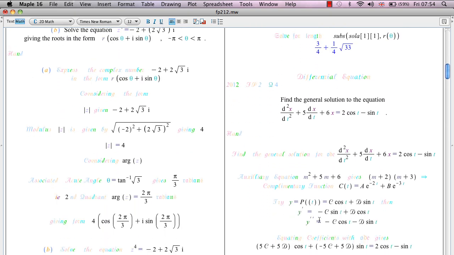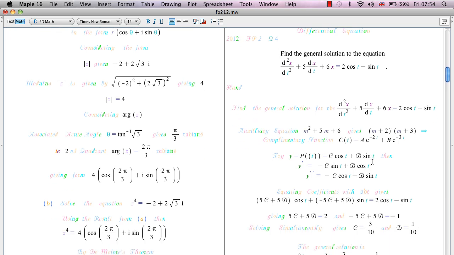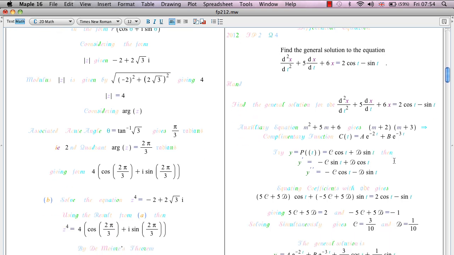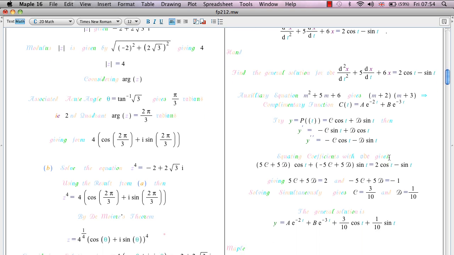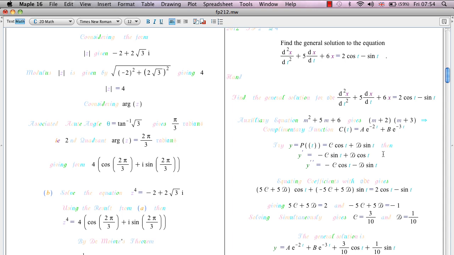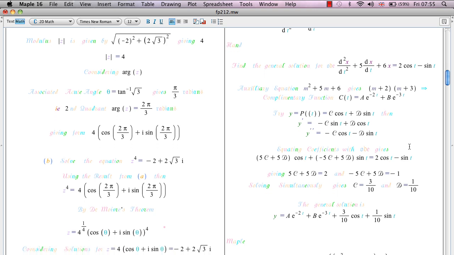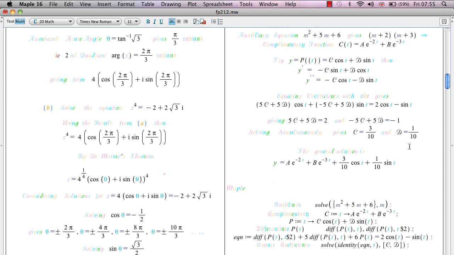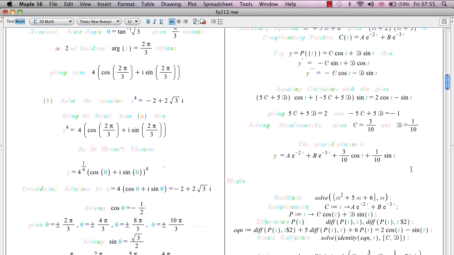Question 4, a differential equation. So solving the auxiliary equation, we can write down the complementary function. From observation of the equation given, implies a particular integral of c cos t plus d sin t. So differentiating and equating the coefficients of the differential equation gives c equals 3/10 and d is 1/10. So we can write down our general solution.